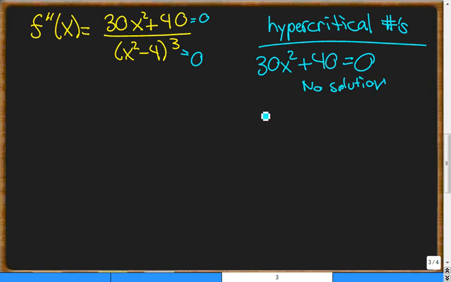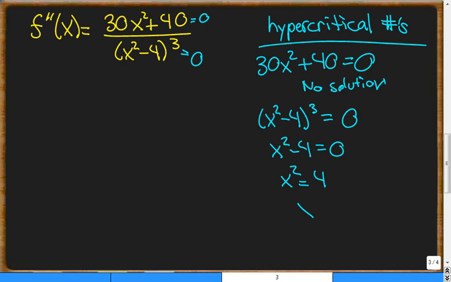And then you look at x squared minus 4 cubed. Does that equal 0? Well, we can take the cube root of each side and get x squared minus 4 equals 0. We can get x squared equals 4, and x to be positive or negative 2. So these are our hypercritical numbers. So this is what we use for our baseline. So we've got negative 2 and 2. So we pick different values around our hypercritical numbers to help.